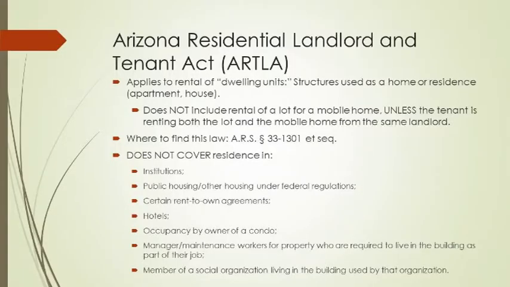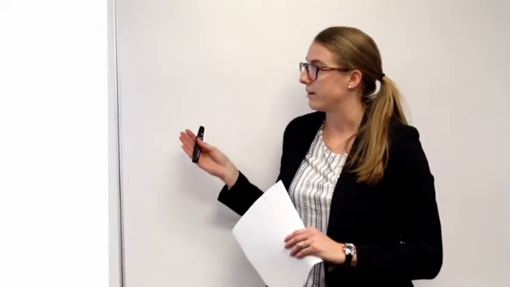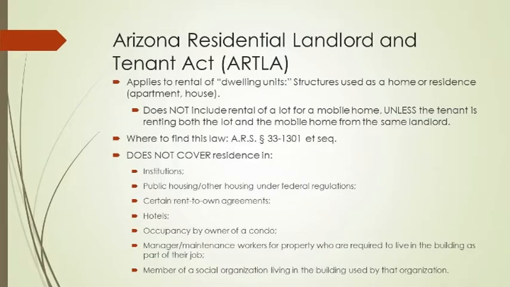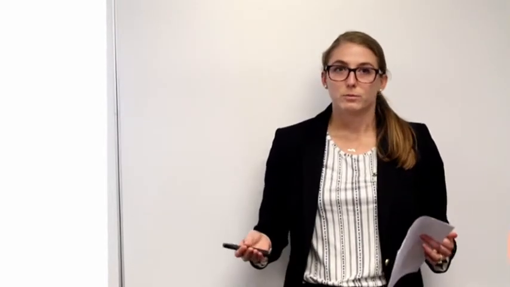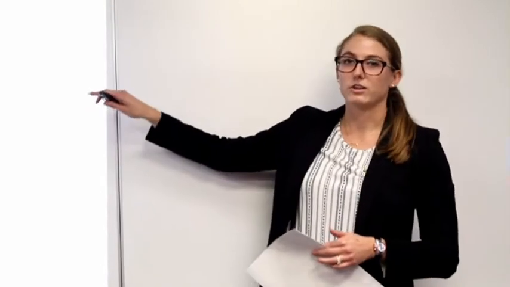Okay, so this is the name of the Landlord-Tenant Law in Arizona. It's called the Arizona Residential Landlord and Tenant Act, and this is the abbreviation for it. This law applies to rentals of dwelling units, defined as a structure used as a home or a residence. So typically an apartment or a house. A lot of people live in mobile homes or trailers or things like that. That's not actually included under this law.